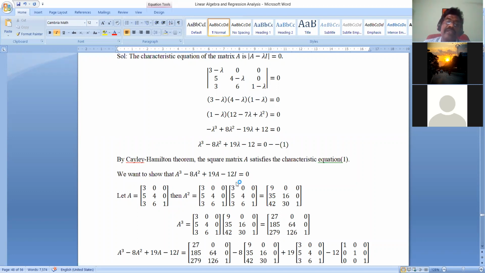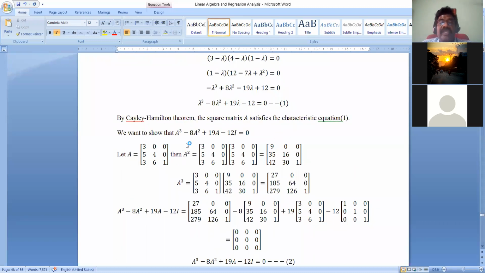After that, we have to find the inverse of a square matrix. Now let us find, if you satisfy this equation, we have to find the value of A square. Already we have A square, and then A cube. Then substituting those values in this equation, we get either 0 or whatever. We have to check it.